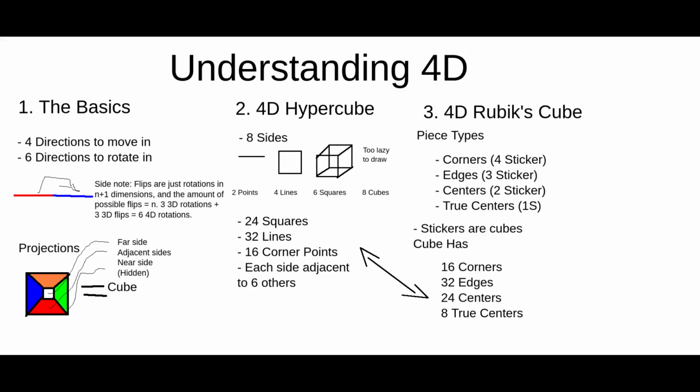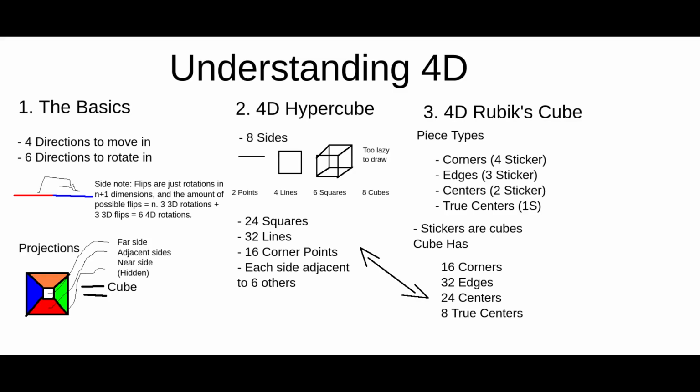Then we have the anatomy of the 4D Rubik's Cube. Here are its piece types. It has what appear to be 3D corners, which have 4 stickers, what appear to be 3D edges, which have 3 stickers, what appear to be standard 3D centers, which have 2 stickers, and then the true centers, which appear to be more like the core of a regular Rubik's Cube that have only 1 sticker.